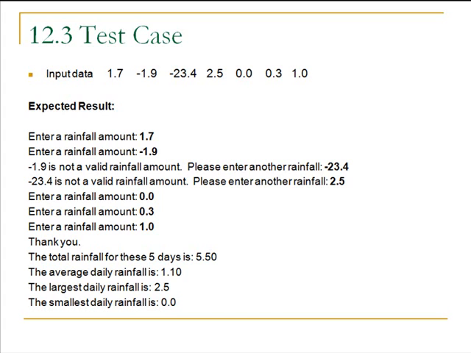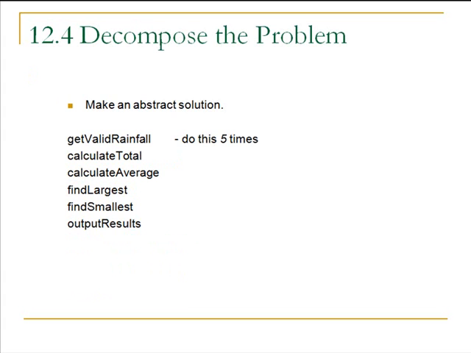Okay, I will only want to work on one piece at a time and make sure that that piece is working, and then move on to the next piece. So let's start to decompose the problem into modules and make an abstract solution. So here's my abstract solution for this, I'm going to make some functions. I'm going to have a function that gets one rainfall value from the user and returns that.